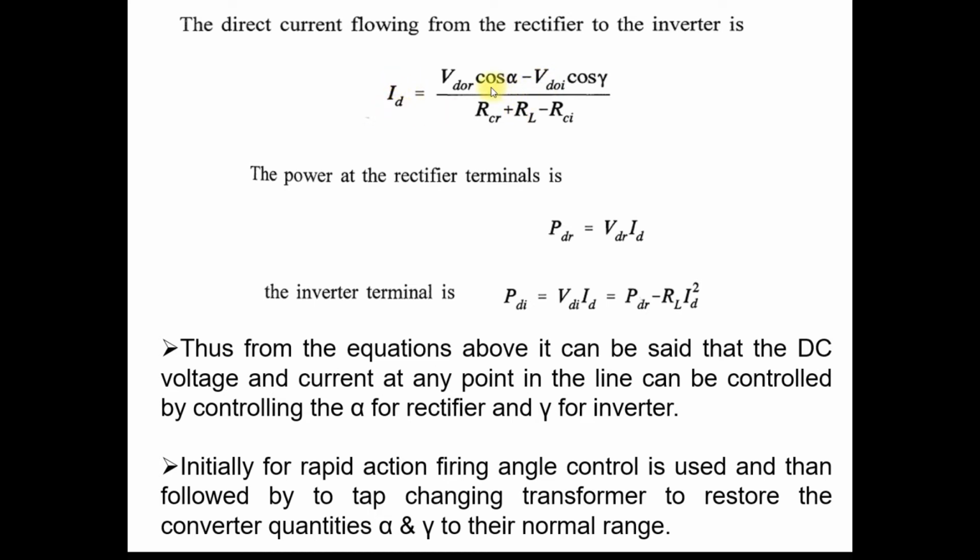Clear? Suppose we change the VD0R and VD0I by 25%, that will change this direct current by about 100%. Clear? So to avoid this fluctuation of the direct current because of the variation of the supply voltage, we continuously provide the control of alpha and gamma using the control circuits. So alpha and gamma control continuously makes this current ID constant in the rectifier operations.